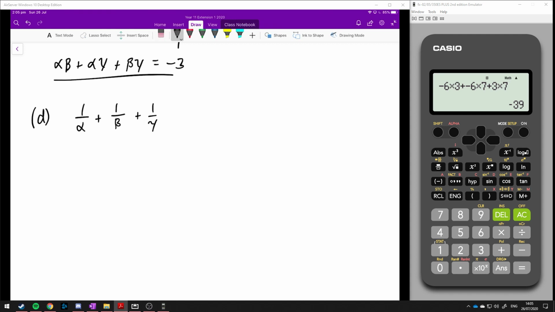So what we're going to have to do in this one is actually add these fractions together. The easiest way to add fractions is to have the common denominator. So what we're going to do is multiply each fraction by the denominator of the other two. For example, and I'll do it quickly over here, 1 over alpha times beta gamma over beta gamma, like that, okay? The reason we're doing this is because we want that common denominator. So I'm going to write it over here.